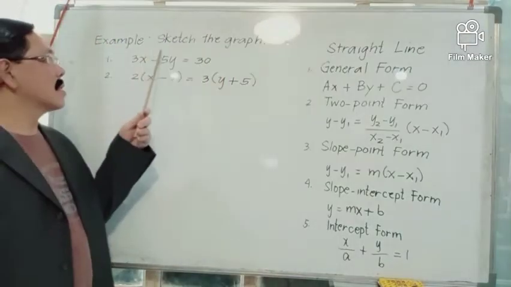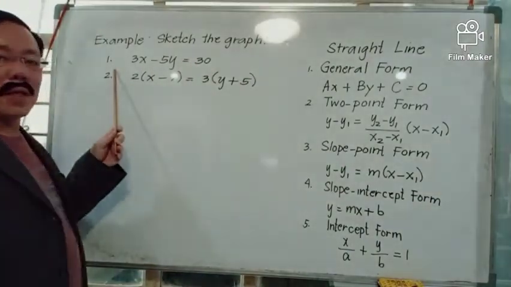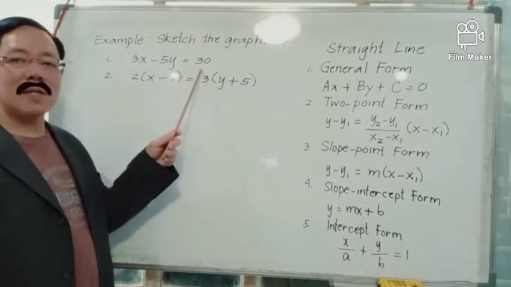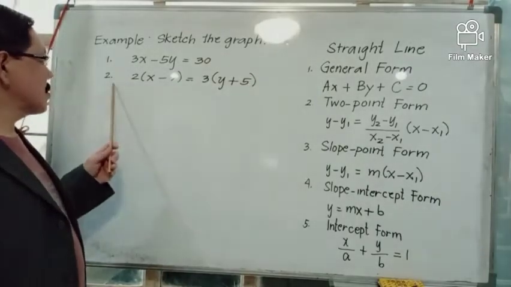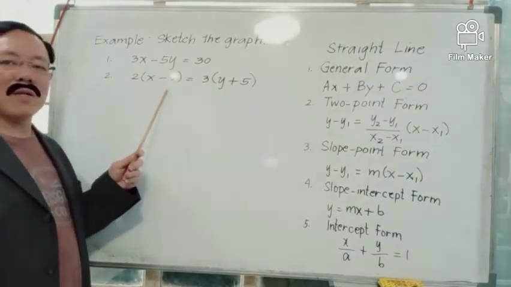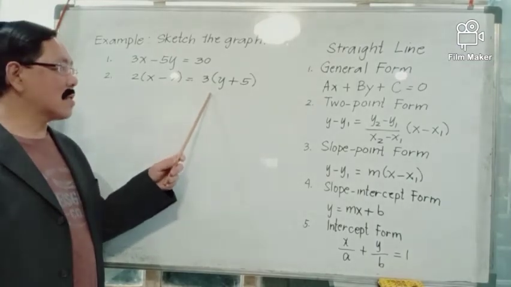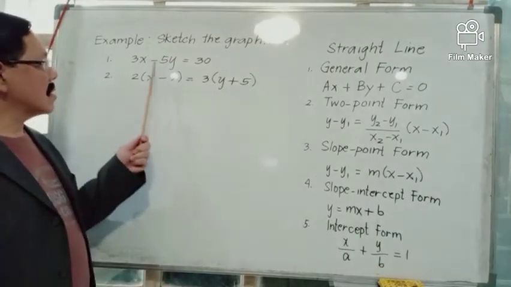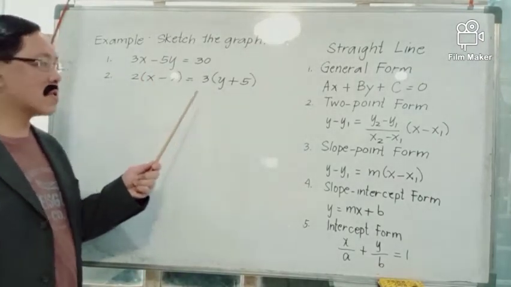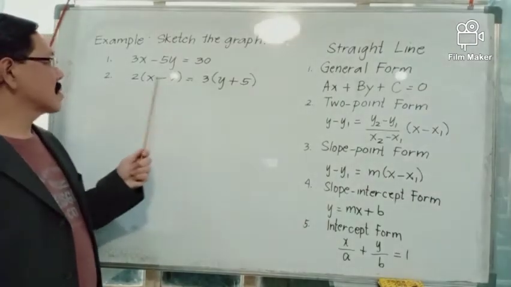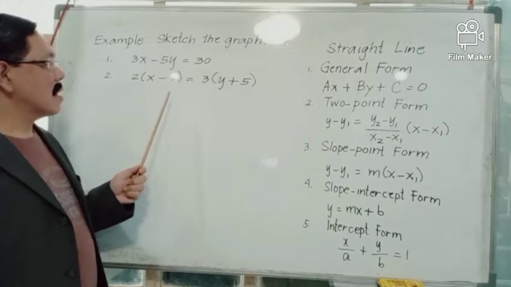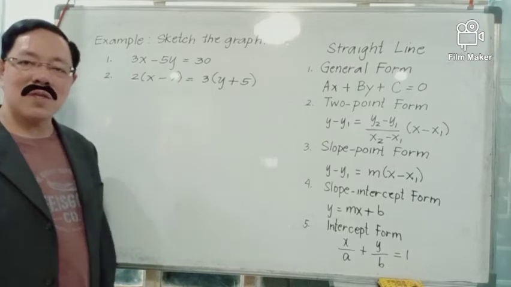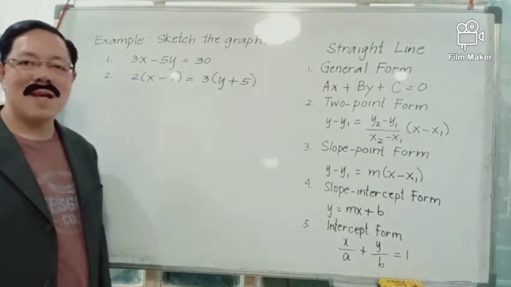Example, we sketch the graph. Number 1, 3x minus 5y equals 30. And number 2, we have 2 times quantity x minus 7 equals 3 times quantity y plus 5. These equations are linear because the exponent of y is 1. The exponent of x is 1. And it is linear because both variables x and y are present in each equation. Each equation is said to be a linear equation in x and y.